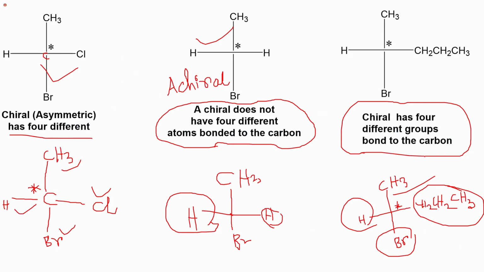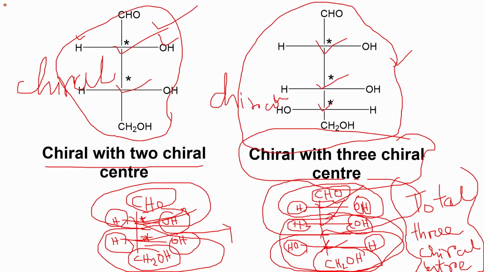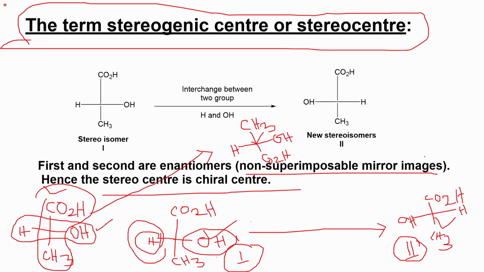Then we discussed how a molecule acts as chiral or not, when the molecule contains four different atoms, or two different atoms, or three different atoms, then it is not chiral. Then we discussed compounds containing more than one chiral center, two chiral centers, three chiral centers. Then we discussed the stereocenter or stereogenic center, how, when you interchange two groups, we can generate another new stereoisomer.